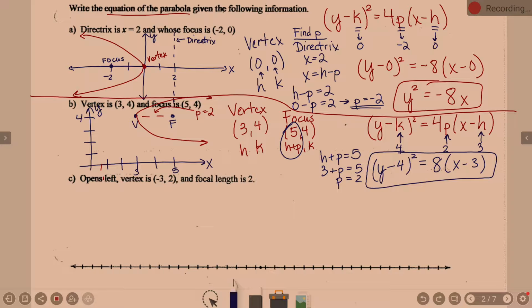Yes, Allie? Does the P stand for point, parabola? Or does it really have a thing that the P stands for, or is it just a variable? I don't know if P has something it stands for, other than it's the focal length. I'm sure there's a reason for P, but I don't know.